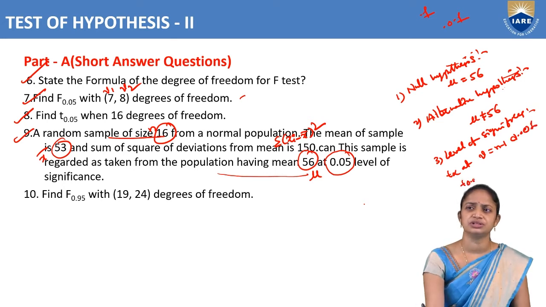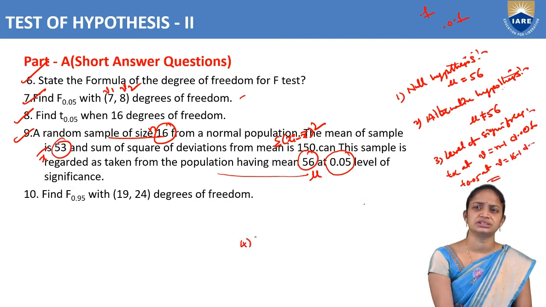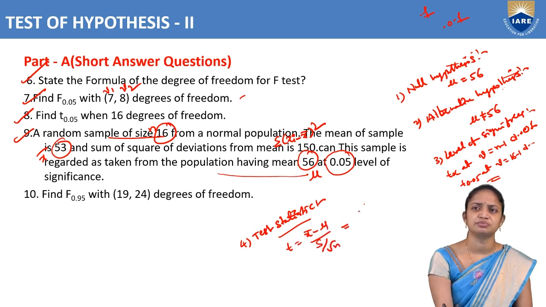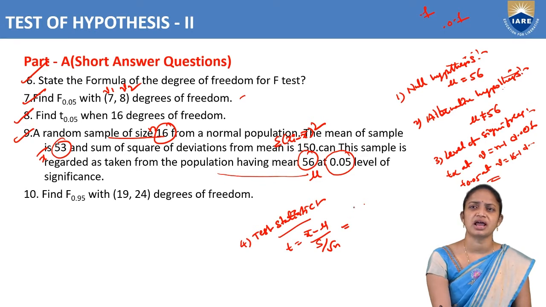So t 0.05 at nu equal to 16 minus 1 degrees of freedom. This is our next step. And the fourth step is to use the formula: t equal to x bar minus mu divided by s by root n. What is the x bar value? Here x bar is 53. Mu value is 56.